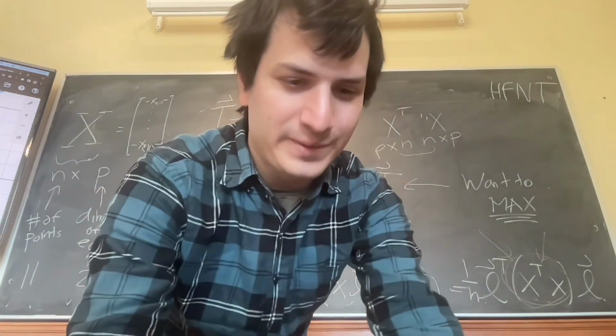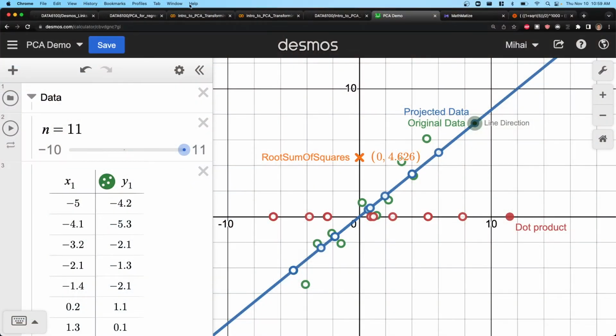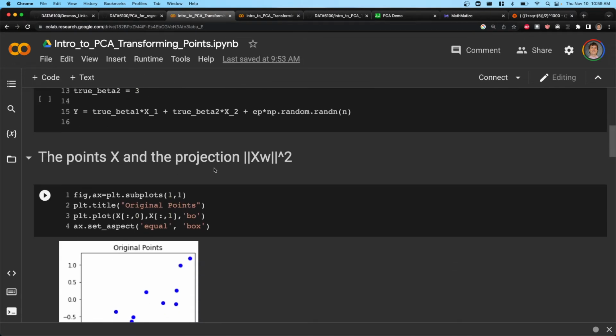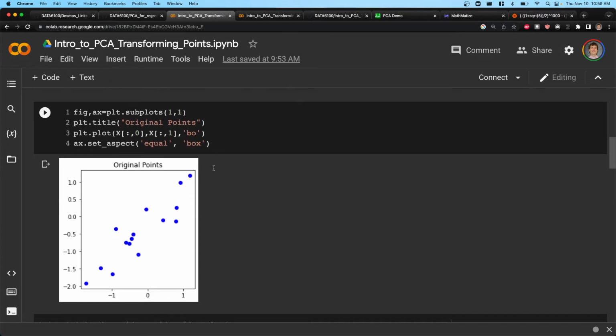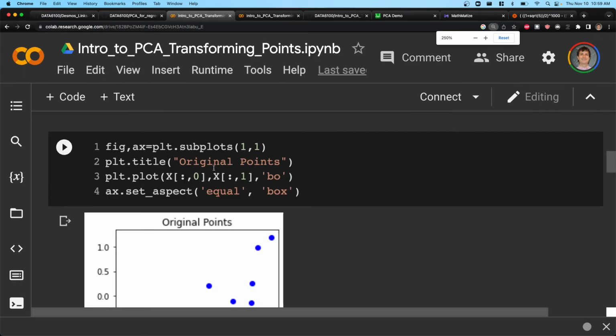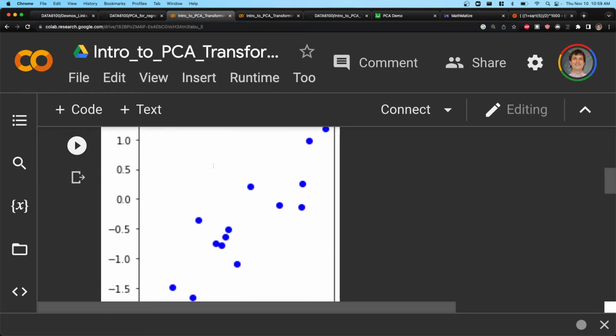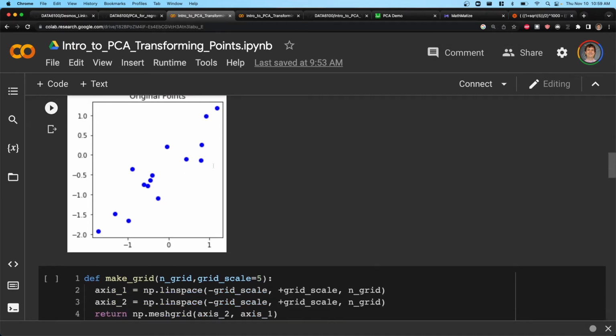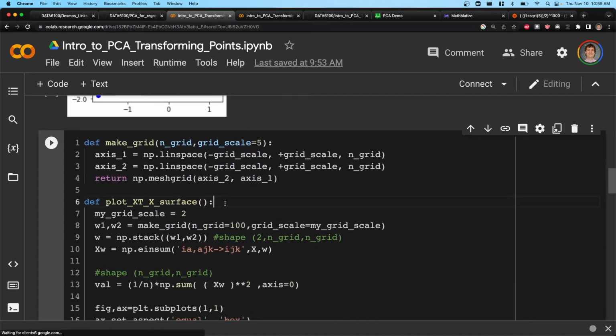And to jog your memory, in case you don't remember, I have a notebook. Okay, so this is kind of the exact same stuff as in Desmos, but now in Python where we can make some fancier plots. So here are the original points. They look very similar to the ones in Desmos. And here I have a function that makes the x transpose x surface. So it's going to plot this quantity as a function of L.